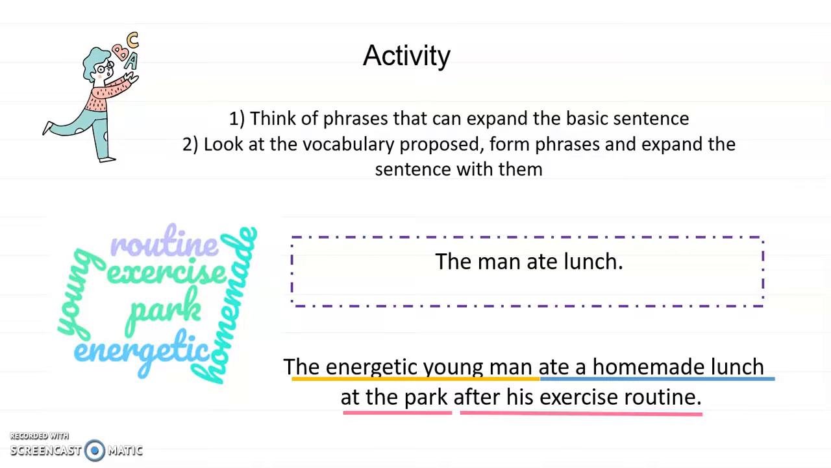At the park, that gives information of location, and after his exercise routine, that gives information about the time when he ate the lunch. As you can see, noun phrases are the most important phrases because they create the others. And what you can do is to pay attention to the position of the noun, the verb, and the preposition to see which type of phrase you are looking at.